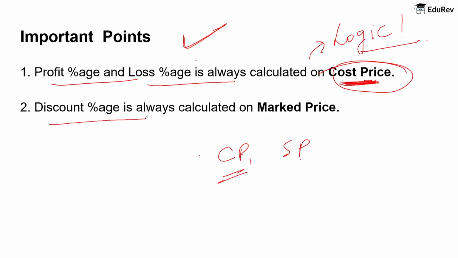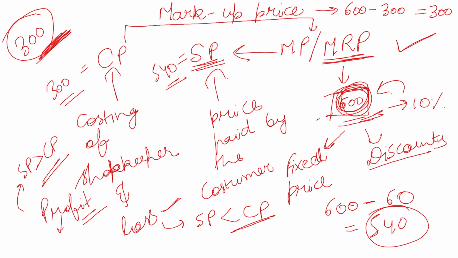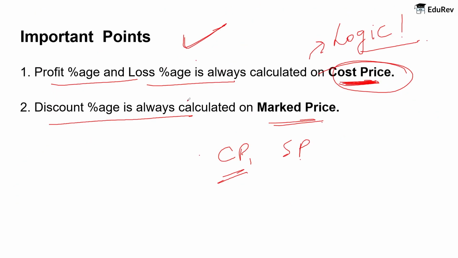And if you talk about discount, discount is always calculated on the mark price. Like in previous example, when the shopkeeper gave a 10% discount, obviously he will not tell the customer that he brought it for 300. He will always tell a discount on the mark price. He or she will always take into account the market retail price before selling it. So whenever you talk about the discount percentage, discount is always calculated on the MRP. So these are two important points. Please keep them in mind because they will be really helpful when we solve the questions.